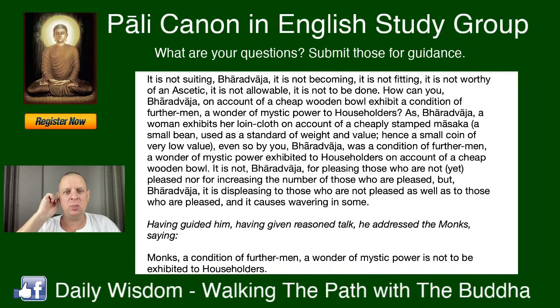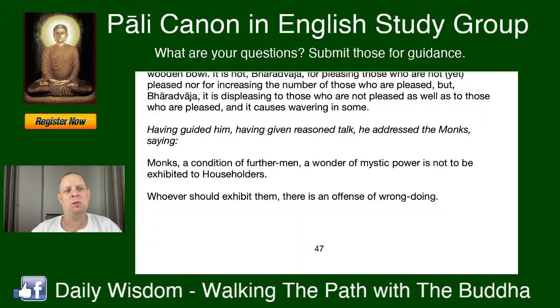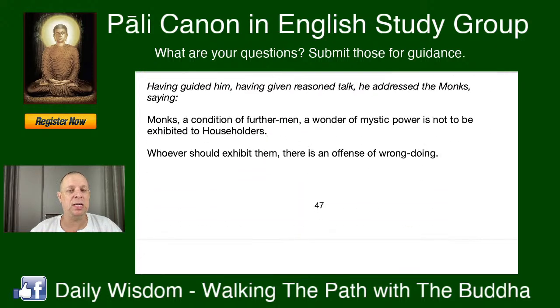And the Buddha is saying that by doing that, there's going to be people that are pleased with you doing that, and there's going to be other people who aren't pleased with you doing that, and it's going to cause wavering in people's minds who may not be interested in learning and practicing the teachings when they see this kind of mystical, magical thing happening. So the Buddha discouraged people from showing off, of course, because that would be conceit or arrogance or pride. And when he talks about this condition of furtherment, what he's talking about are these special abilities that are acquired as part of the mind moving closer and closer to enlightenment.